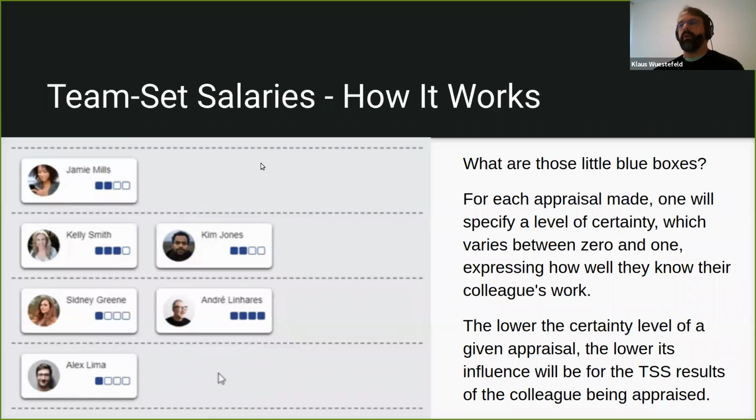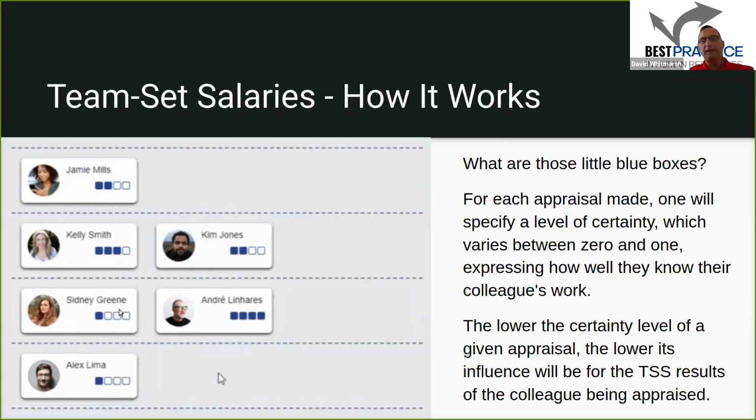It's these blue squares. Each appraisal that you make, you can attribute to it a level of certainty. If two people are appraising Sydney, if I am appraising Sydney with a low level of certainty and you appraise her with a high level of certainty, your appraisal will have a bigger influence in the result in the end.